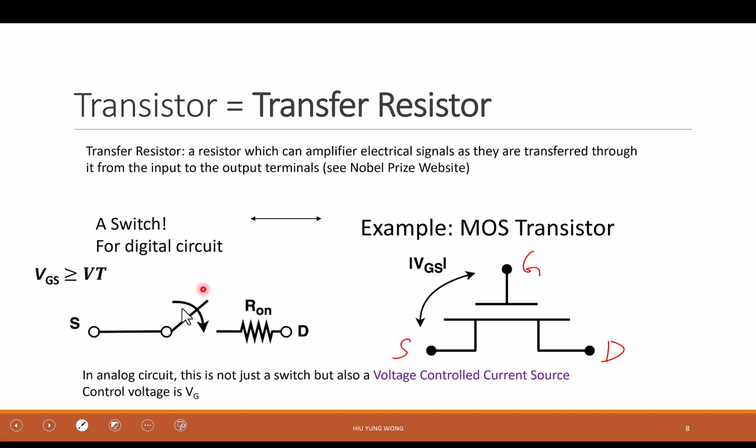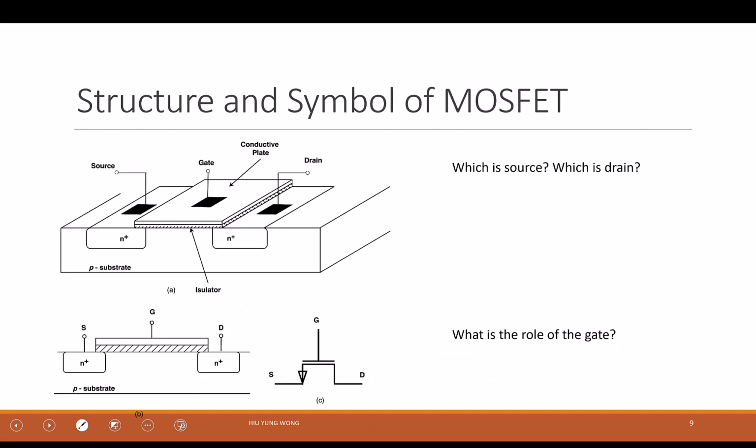So on the left, that is what I said. Usually what we model in a digital circuit as a 0 and 1, we just say it's completely on or completely off. On the right, we draw the whole symbol, but basically we really care about how the current or the resistance or conductance changes along source and drain when I modify the gate voltage. Okay, remember this transfer concept.